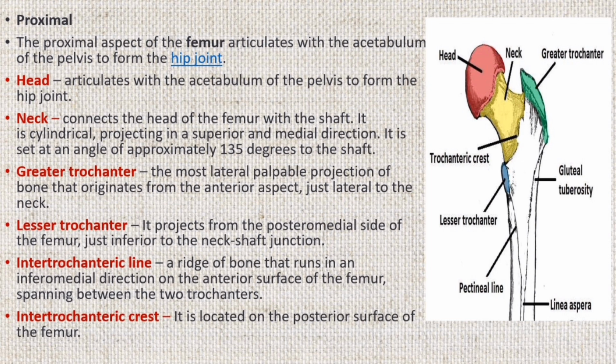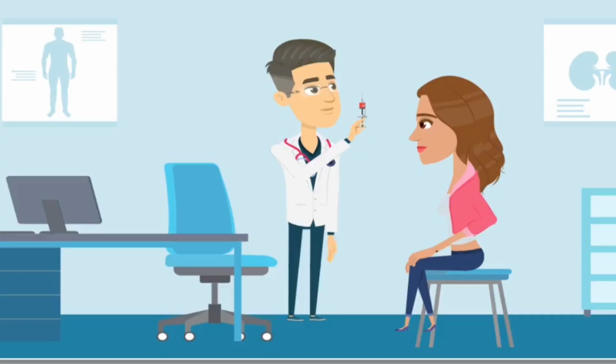Intertrochanteric crest. Like the intertrochanteric line, this is a ridge of bone that connects the two trochanters. It is located on the posterior surface of the femur. There is a rounded tubercle on its superior half called the quadrate tubercle, where quadratus femoris attaches.